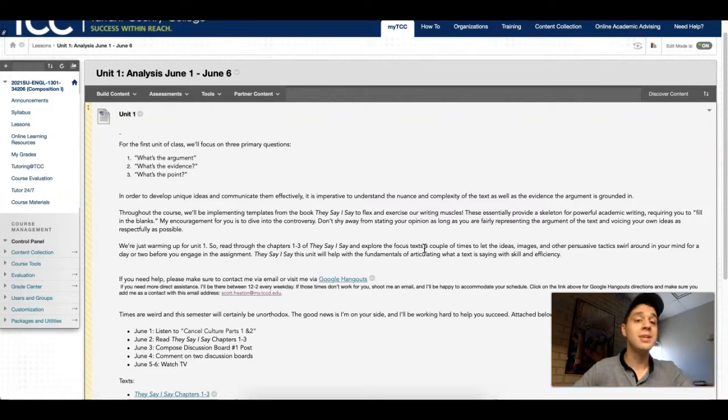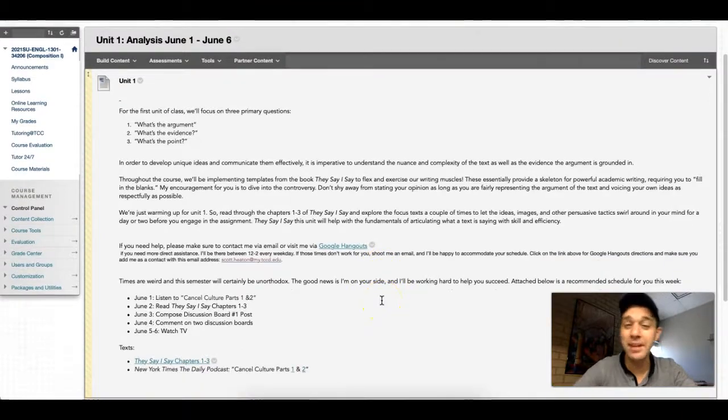So in order to develop unique ideas and communicate them effectively, which is the goal of this class, it is imperative to understand the nuance and complexity of the text, as well as the evidence the argument is grounded in. So throughout this course, we're going to be implementing different templates and elements from a book called They Say, I Say, to flex and exercise our writing muscles. So like I said in the introductory video, writing is just like any other skill. Basketball, dancing, swimming, cooking, whatever it is, it's a skill that you have to practice in order to excel at. So many students tell me that they're terrible at writing, and that's not true. You just haven't practiced a whole lot yet.